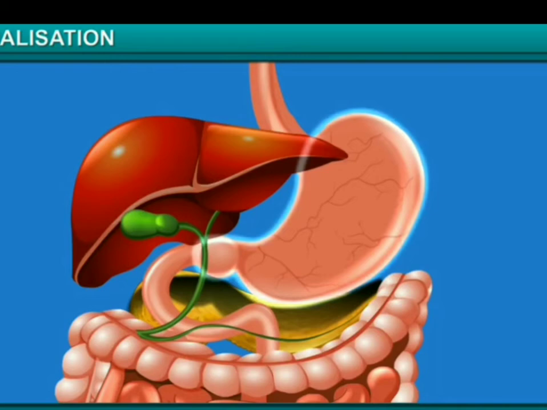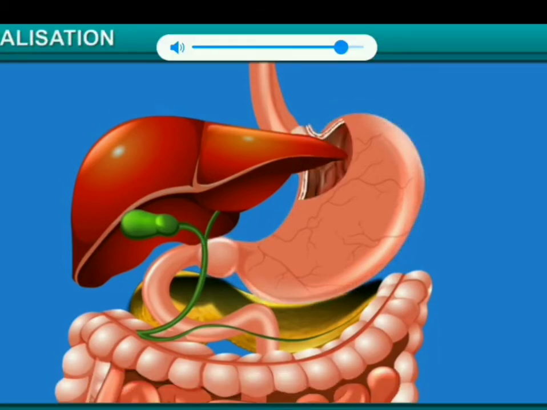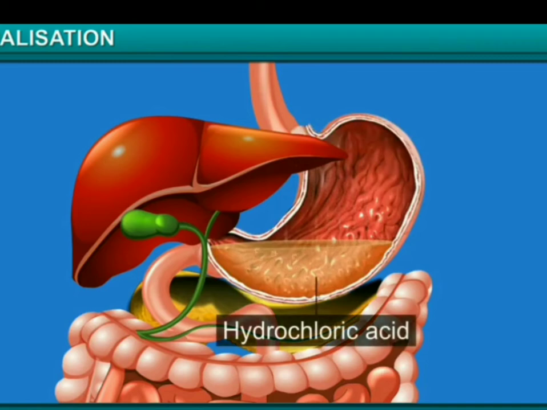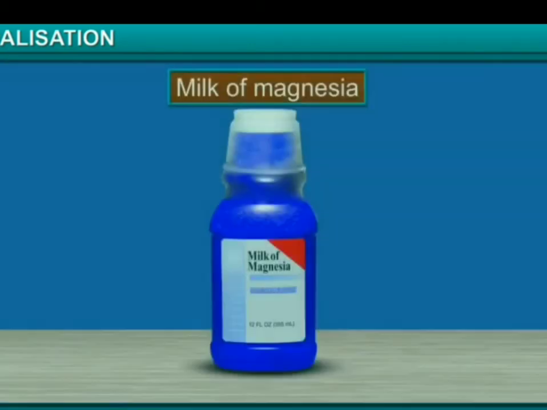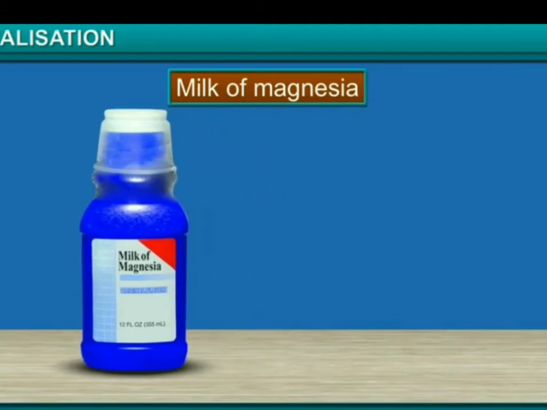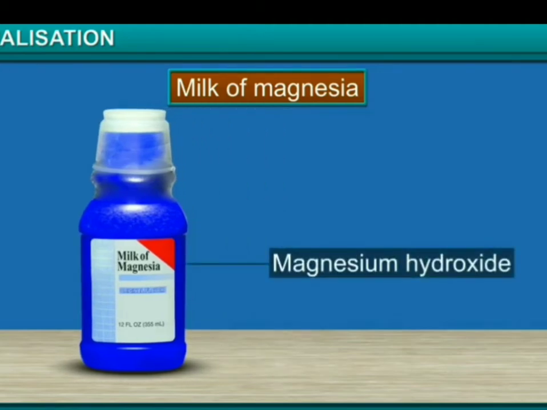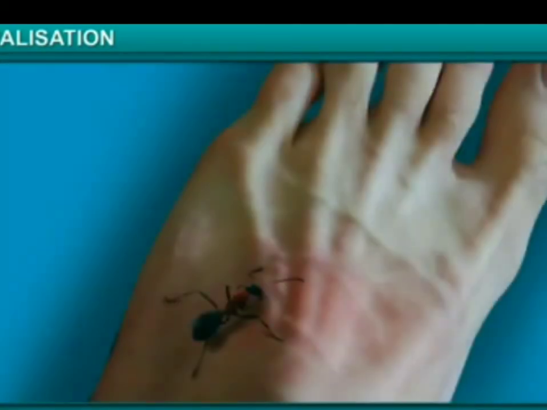So this is your stomach. This is the stomach, the highlighted part. You can see the hydrochloric acid in it. Okay, so this hydrochloric acid creates more stomach pain and all. To relieve that, what do we have to take? We have to take milk of magnesia. So this is milk of magnesia, magnesium hydroxide, and this will relieve the pain of the stomach due to indigestion. So we are neutralizing the effect of acid.